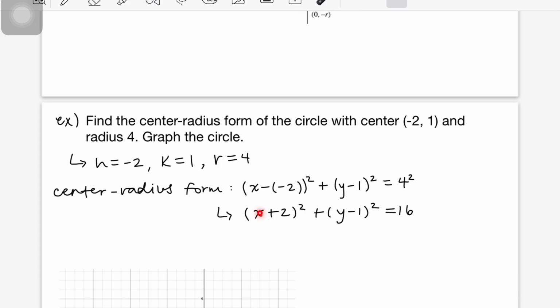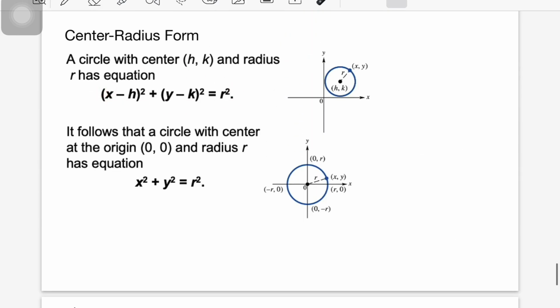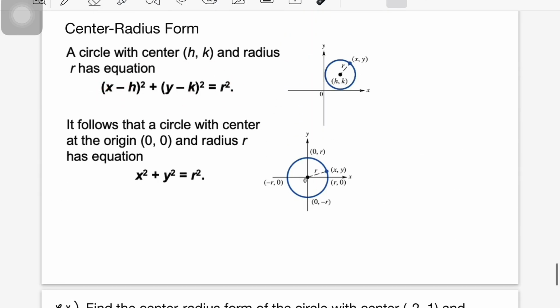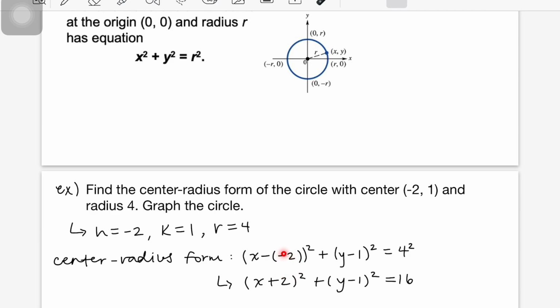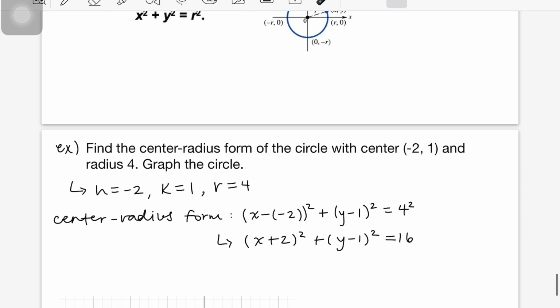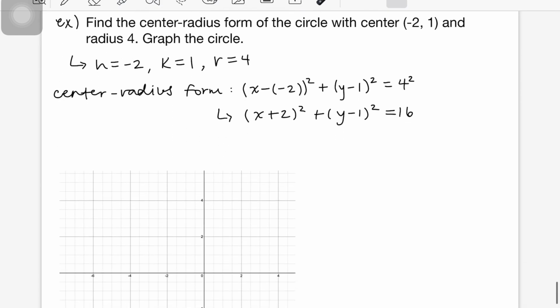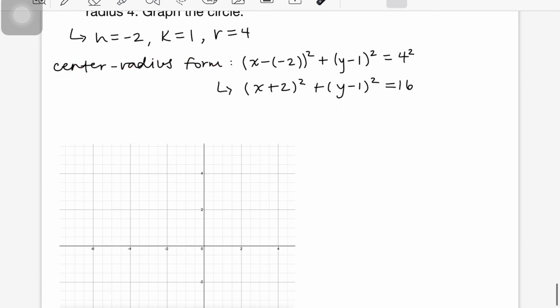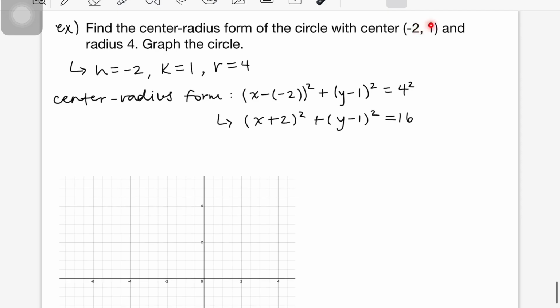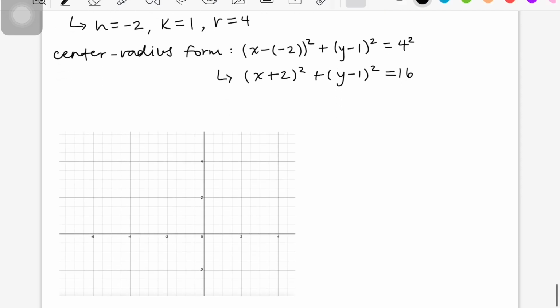And so, like I said in the beginning of the video, the only way we'll get a positive when we have a standard form that has a minus like this here is if our h is negative to make it a positive. So if we want to graph this guy, we're going to start with our center, which we know is negative 2, 1. So we'll plot that.